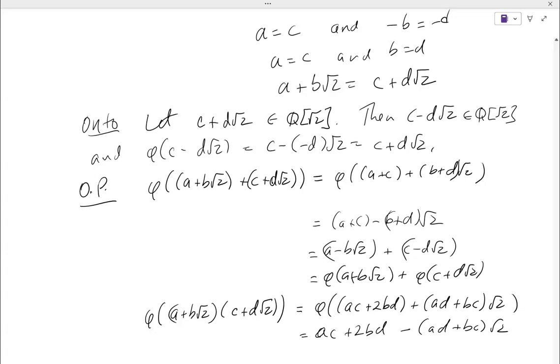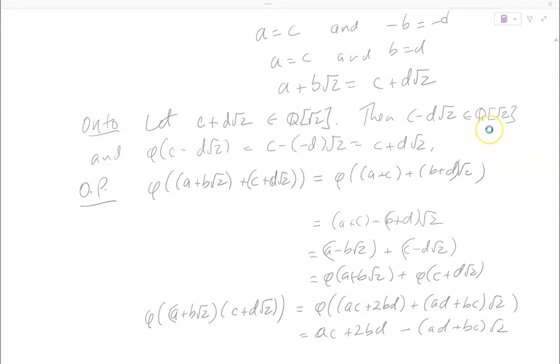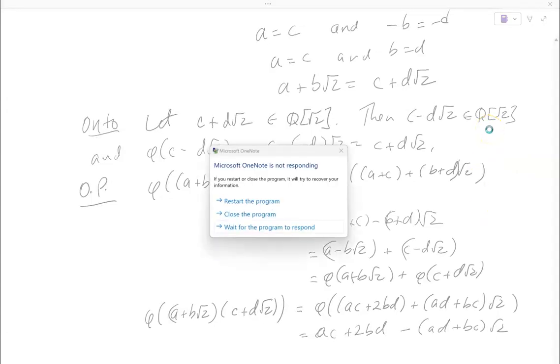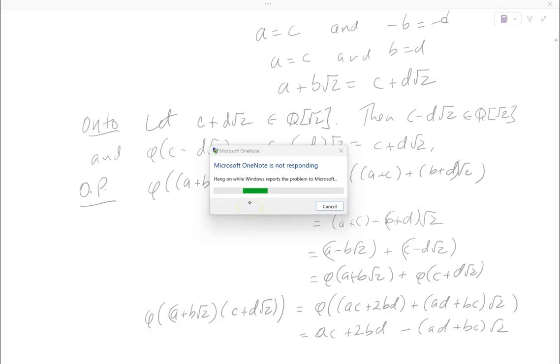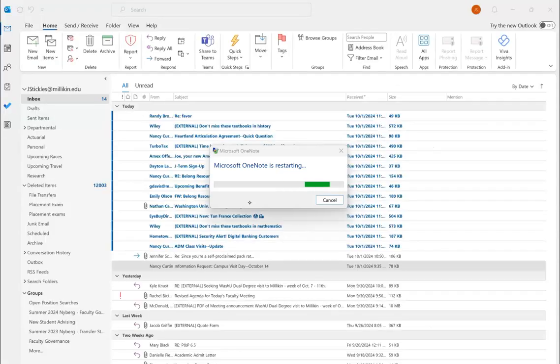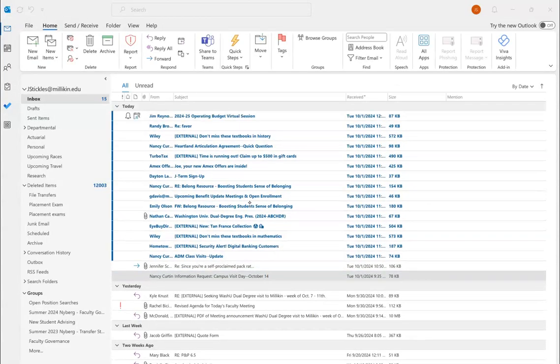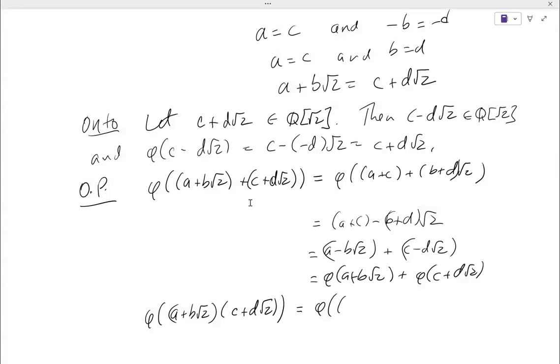You can check. This might even, oh, for heaven's sake. Hang on. Microsoft will report the problem. Fat load of good it does. Okay. Anyway, that erased my whole thing. Great. Let me get back to where we were.